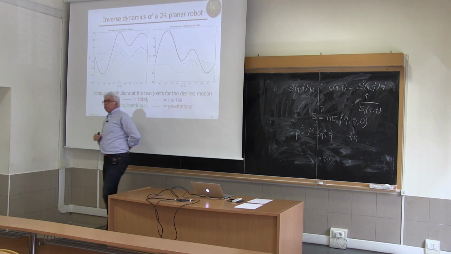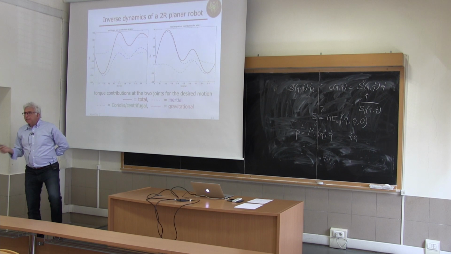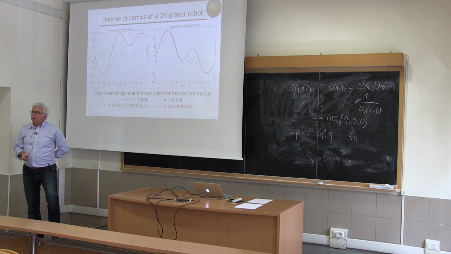Now, to be honest, of course, this analysis could have been done, especially for the 2R planar robot, even without the use of the Newton-Euler algorithm, just building up the Euler-Lagrange method and then evaluating separately M of q times q double dot desired, c of q, q dot desired, and g of q desired, and then adding all of them together. And the result would be exactly the same.